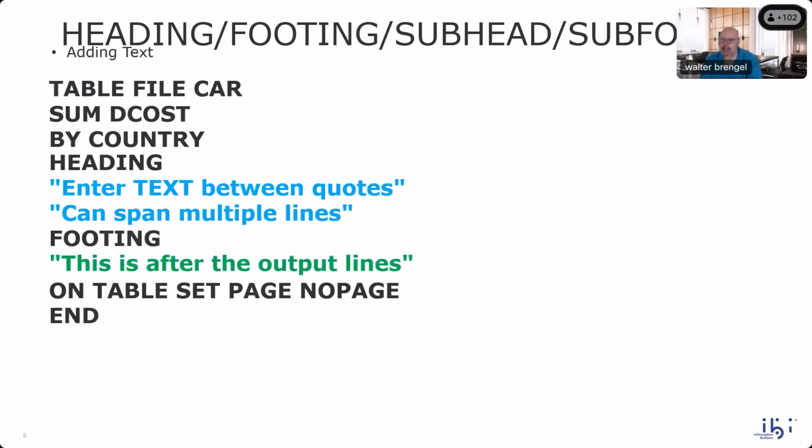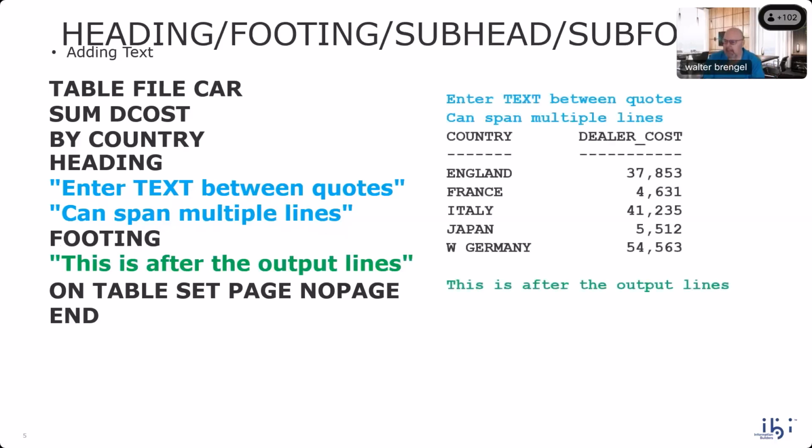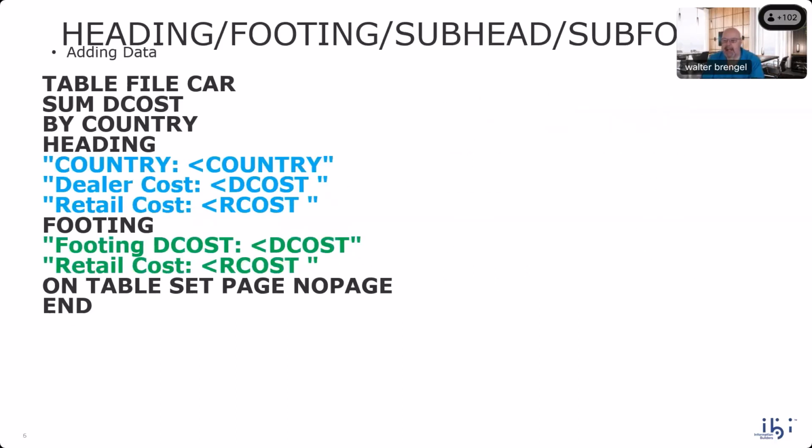For a footing, this comes after the output lines. And when we run it, this is what we get. So this is just simple text, adding text in your heading and footing. Now we're going to add data.